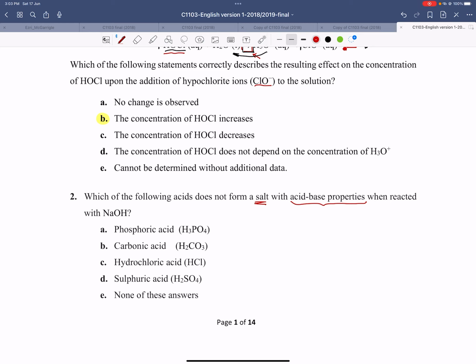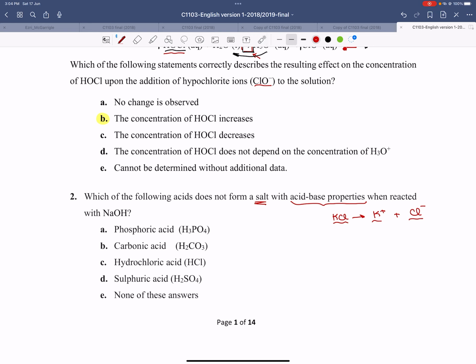I'm going to give an example. A salt is KCl. KCl dissociates completely in water to give K plus and Cl minus. If I look at K plus and Cl minus, they do not have any acid or basic properties in water. That means they don't dissociate into H3O plus or HO minus. They have no effect on the pH. They are spectator ions. So this is not a salt with acid-base properties.